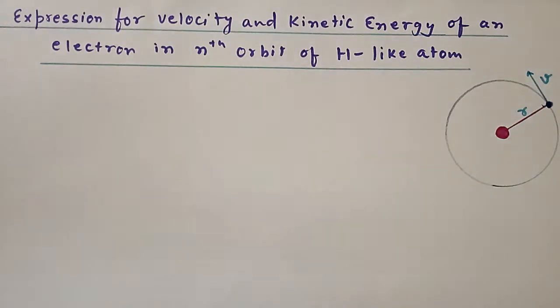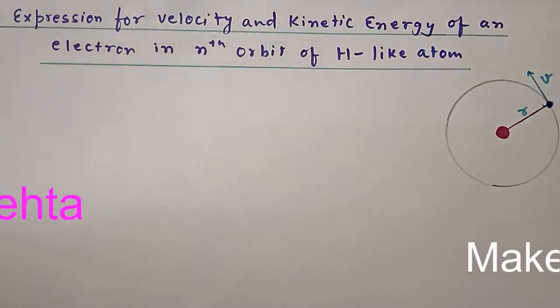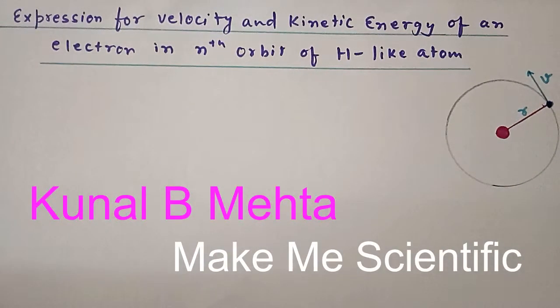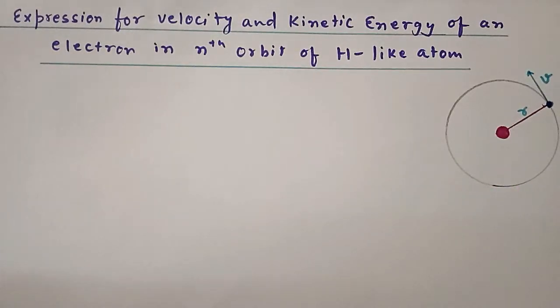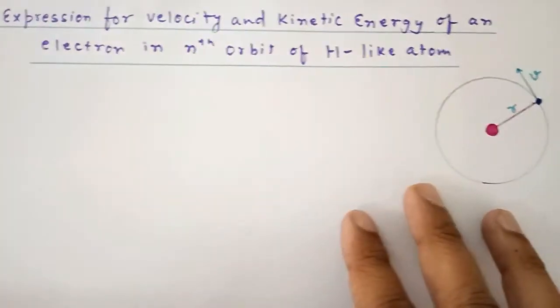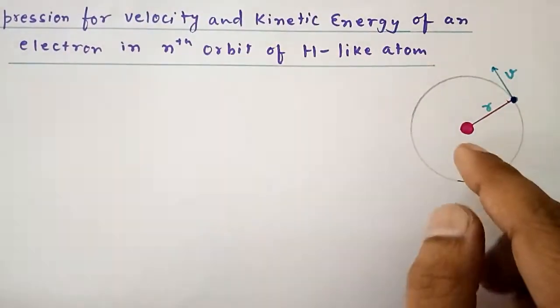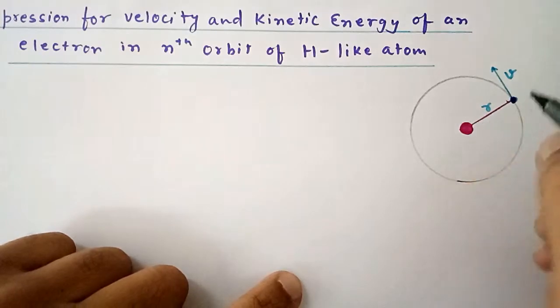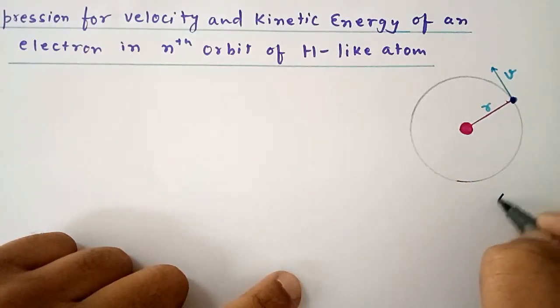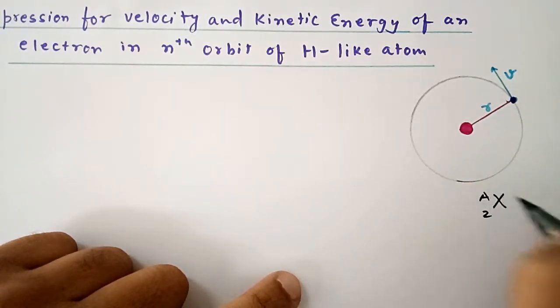Hello scientific people. Today we are going to derive an expression for velocity and kinetic energy of an electron in the nth orbit of a hydrogen-like atom, and we are also going to study its dependency on the principal quantum number n. So here we have a hydrogen-like atom, and suppose its atomic number and mass number are given in the following way: X, Z, A.